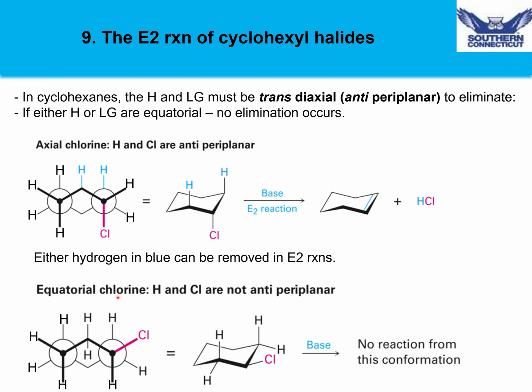Now, if either the hydrogen or the chlorine are equatorial, then we no longer have a trans-diaxial situation. As an example, this chlorine is equatorial, so it would not participate in an E2 reaction. So this is the chair conformation of that. We have an equatorial chlorine. It is no longer trans-diaxial to, let's say, this hydrogen here. So if we add a base in this particular chair conformation, we would not be able to do an E2 reaction.